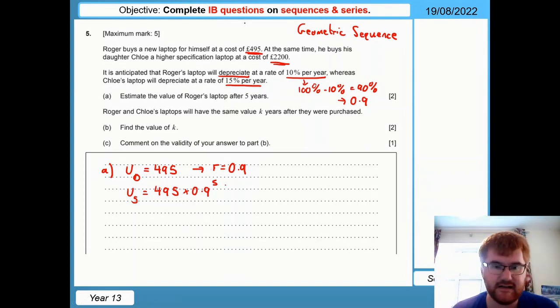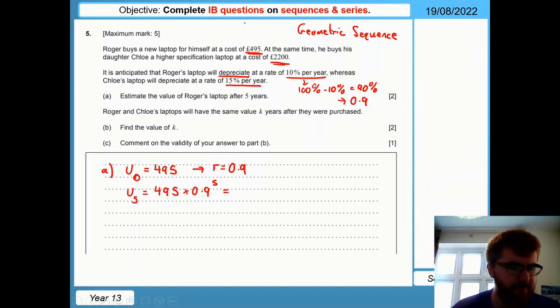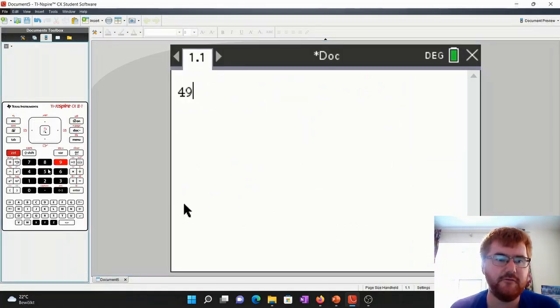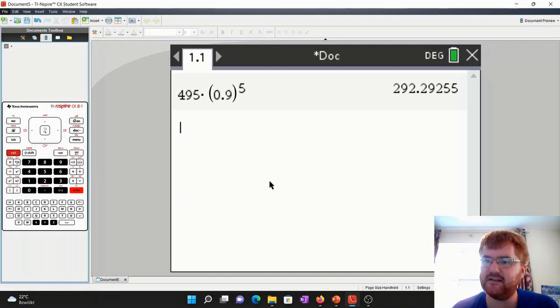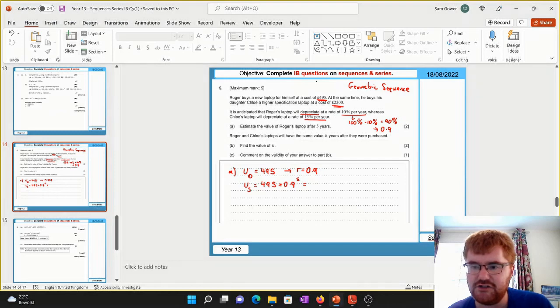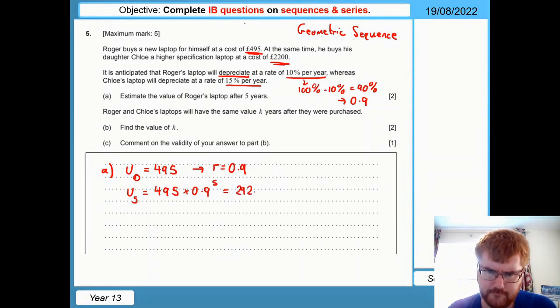So if we put that into the calculator, let's just go and do that now. Okay, so we're going to type that in, 495 times, and the key thing to remember in this question is we're looking to the power of 5, not 4, because we start at the 0th term, if that makes sense. After 1 year, there is some depreciation, and that gives us 292.29. Now, when I do these questions, I generally write down some of the decimals and then round to 3SF afterwards. So this is in pounds, so we're going to go for £292, like so.